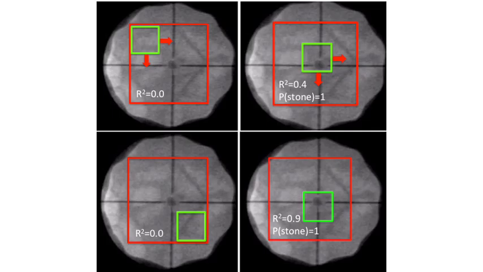The next step is to scan images using an automated template matching function I mentioned earlier. The automated scanning determines the R-squared value for each position in the region of interest, shown by the red square. The green box with the highest R-squared value and stone probability is retained.